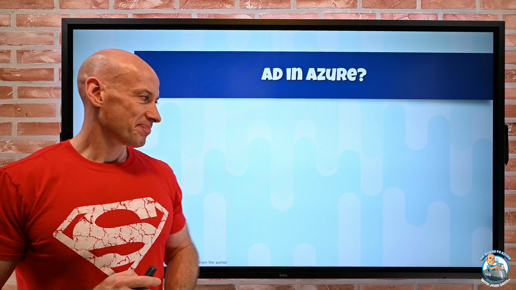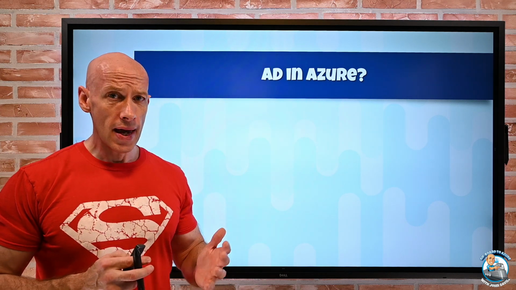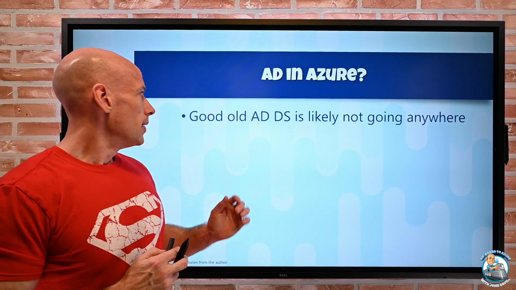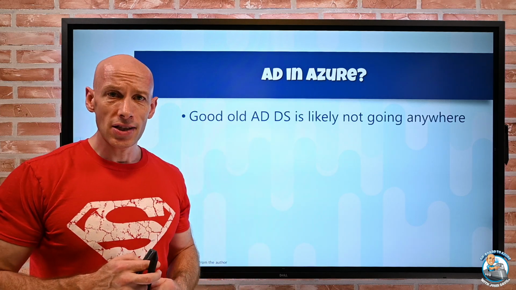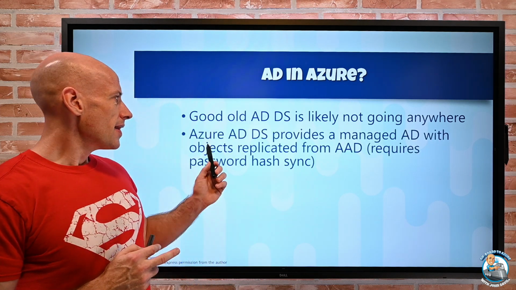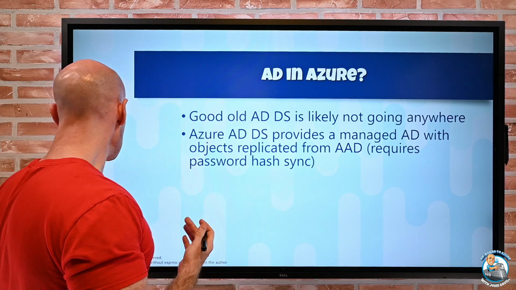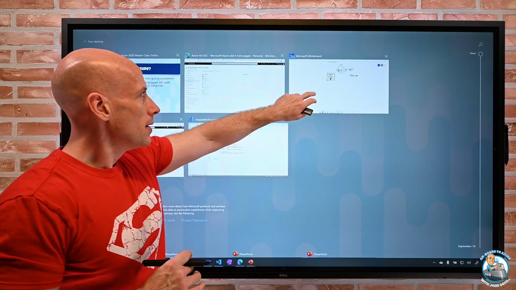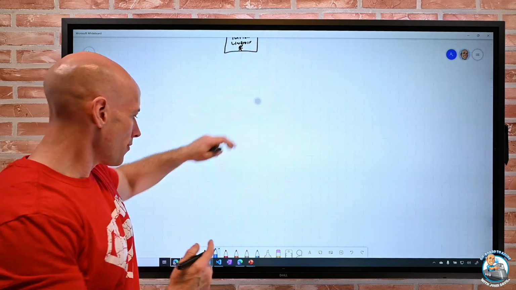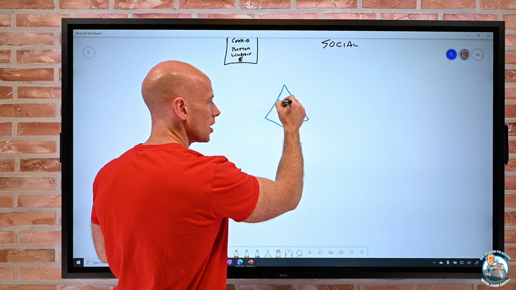Final thing, what about regular Active Directory? It's still there, so we're not going anywhere. The good old Active Directory Domain Services is probably going to be with us for a really long time. Now, there is something called Azure AD Domain Services. The point of Azure AD Domain Services is, imagine I've created an Azure AD, maybe I'm a new company. So I just started fresh. I just created Azure AD.